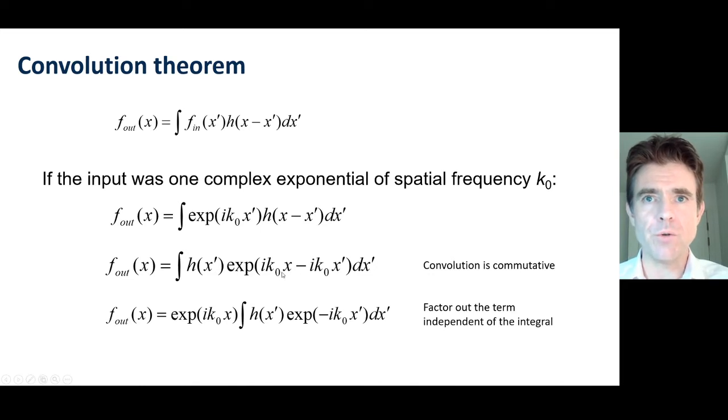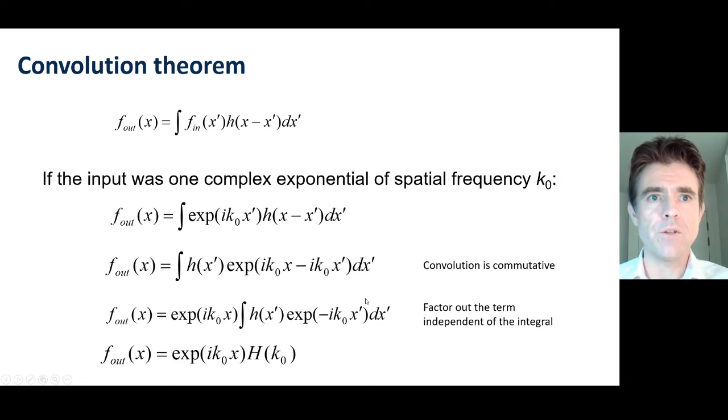So that k0 multiplied by x is independent of that integral over x prime, and so we can factor it out, like I've done there on the left-hand side, factor it out of the integral, leaving behind the integral over h of x prime times e to the minus i k0 x prime, dx prime. Okay, and so this is now looking very interesting. Hopefully you can recognize immediately that that is none other than the Fourier transform of the function h.